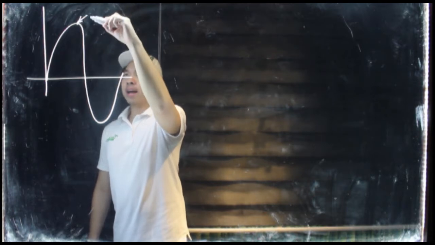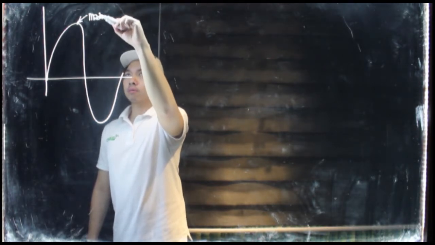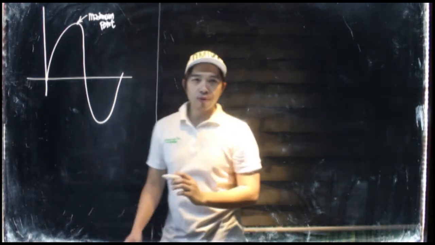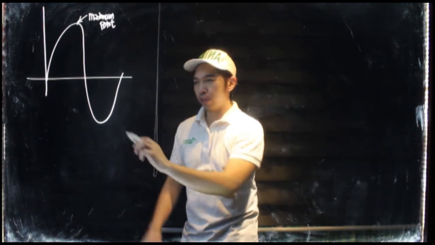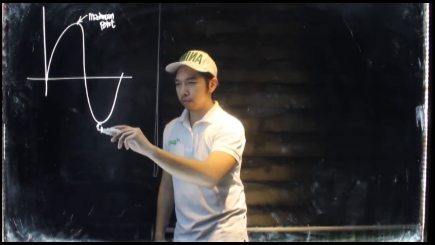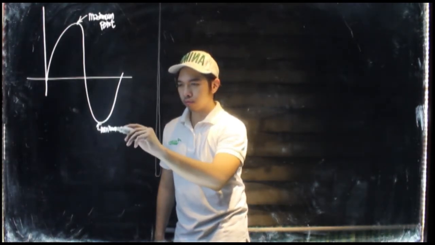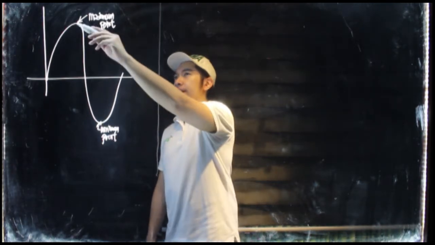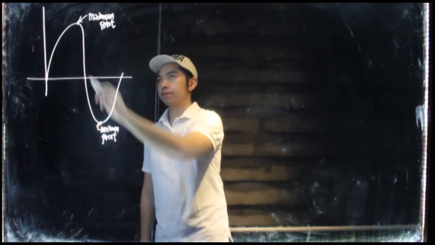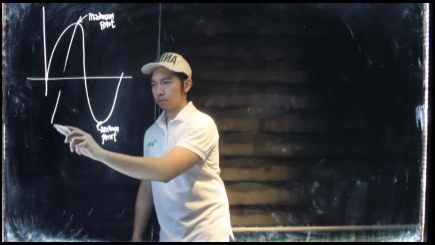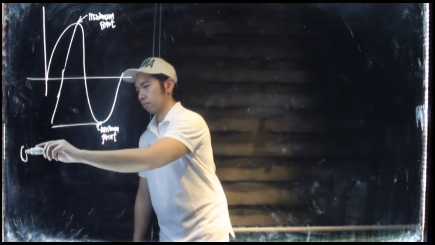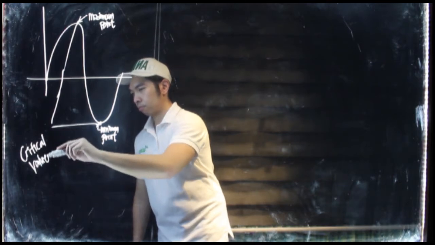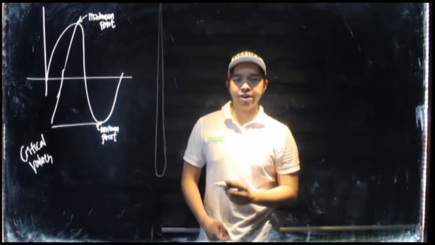where we call that the maximum point. And we also have the lowest point, which we call the minimum point. And each point is determined by its critical values, which then an ordered pair is defined.